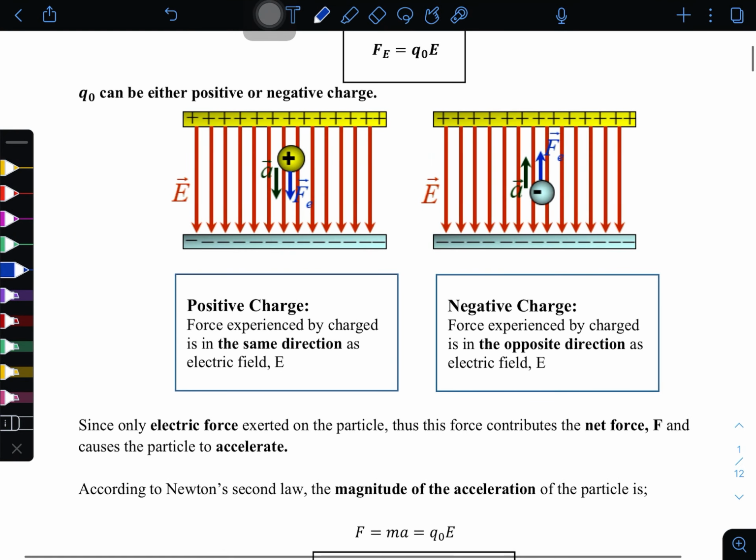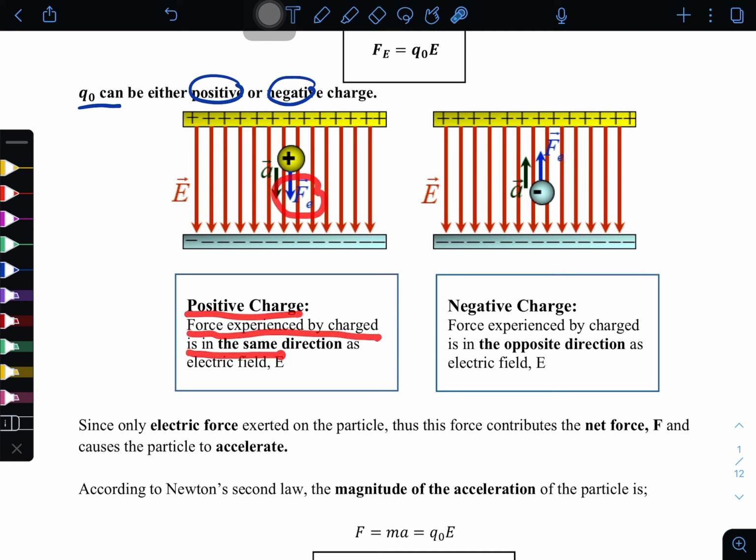So as you can see, Q0 can be either positive or negative charge. Macam saya kata tadi, kalau saya letak positif dekat sini, dia akan tertarik ke negative plate. Kenapa dia tertarik? Sebab dia ada electric force. For a positive charge, the force experienced by the charge is in the same direction as the electric field. Sebab kamu kata this is the electric field, the red one is the electric field. So electric force akan sama arah dengan electric field.